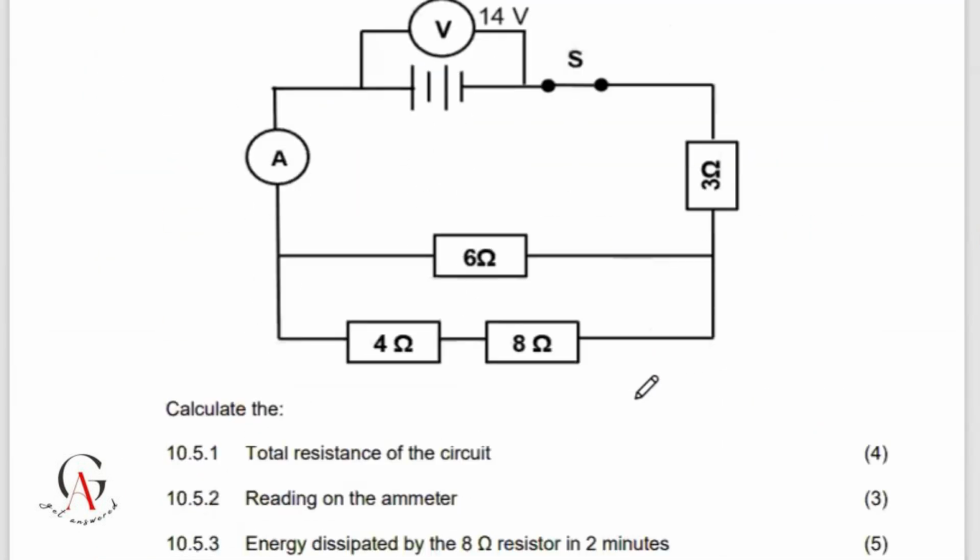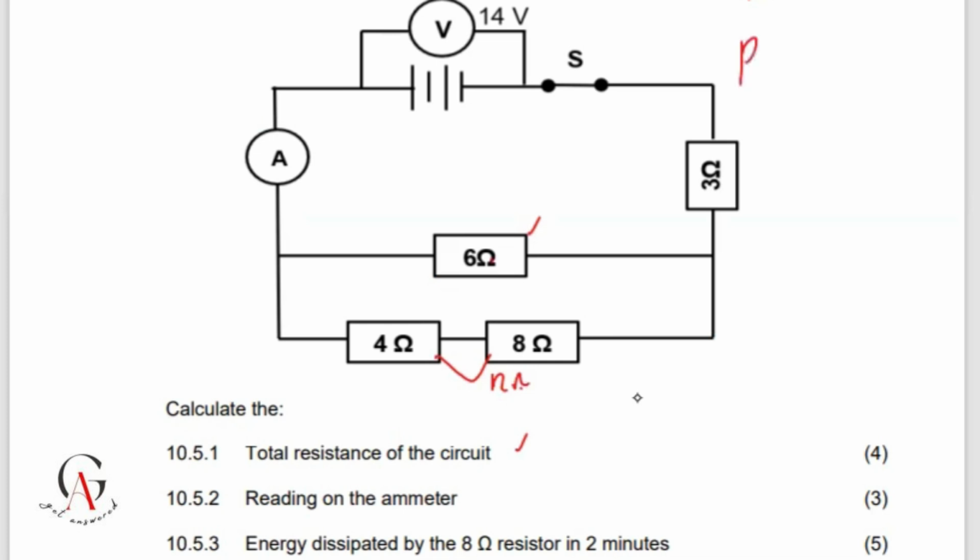Then 10.5, the battery in the circuit diagram below has an EMF of 14 volts with negligible internal resistance. S is closed. They want us to calculate the total resistance. What we can see is that we have a combination of both series and parallel. So this 6 is in parallel with these two. But since these two are in series, I'll first add those two: 4 plus 8, which is 12 ohms. Then the 12 ohms will be in parallel with the 6 ohms.